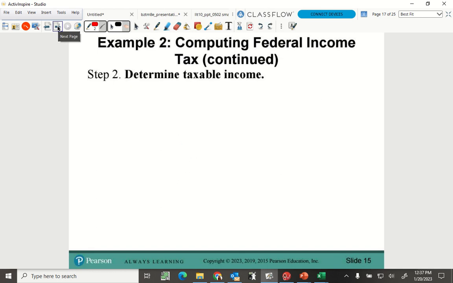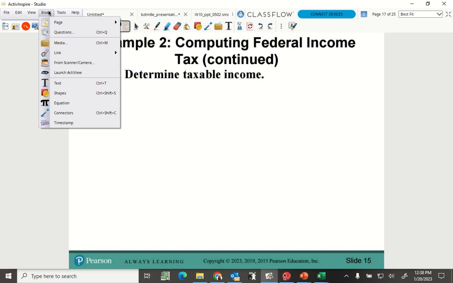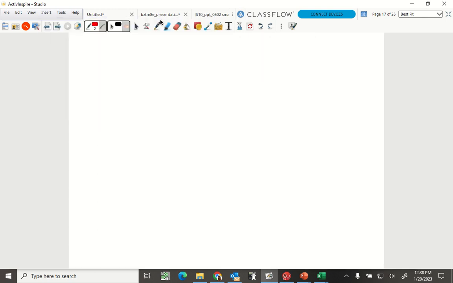Step 2, determine taxable income. First, my taxable income is my adjusted minus my deductions. Before I do that, let's take a look off to the side, you guys are going to be able to do this. So let's take a look at standard or itemized.